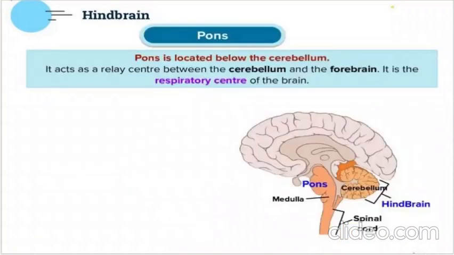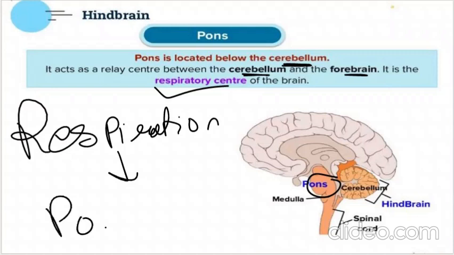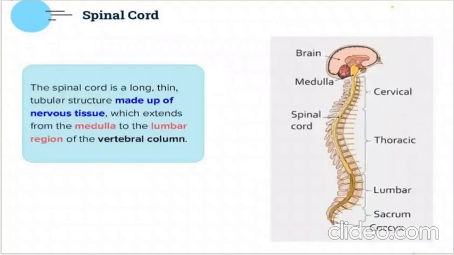Next is the pons. Now, the pons is located below the cerebellum. Just below the cerebellum we have the pons. You can look at the diagram, it's important. It acts as a relay center between the cerebellum and the forebrain. It is also the respiratory center. Even respiration has to take place, right? So when I talk about respiration, it takes place through the pons.